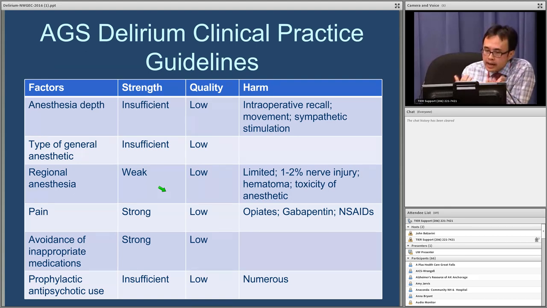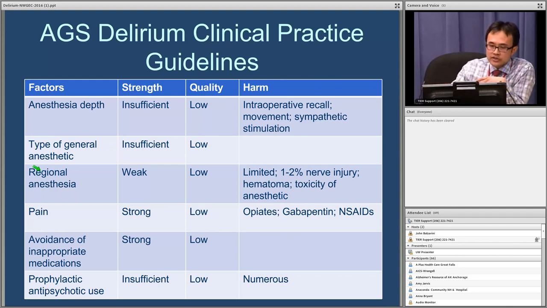Coming back to the AGS clinical practice guidelines, there's many more precipitating factors out there that I lumped into a summary table for the audience. The type of anesthetic and the depth of anesthetic could be beneficial, but there's insufficient data to recommend it as well. And then we talk about regional anesthesia as well. And so this is referred to a local block. So for example, if a person is going for knee surgery, can we give them, rather than a general anesthetic, can we give them a local block, just numb up that entire region?